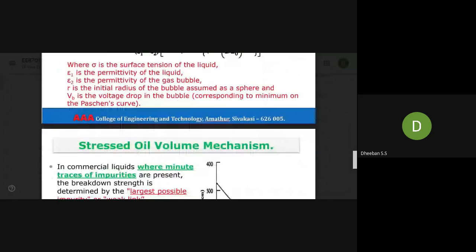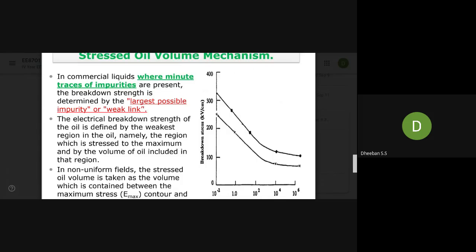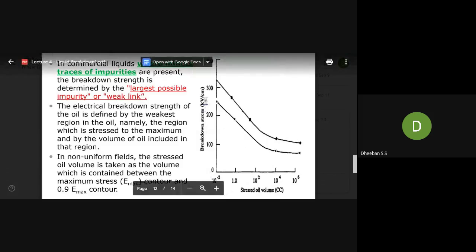Next is the stressed oil volume mechanism. What they will be saying is that this is a very, very important topic, the stressed volume mechanism. This we can surely expect for your 13 mark question. What they are saying is that in commercial liquid, the breakdown strength is determined by your largest impurity, or the strength of the largest impurity. Here they have given the breakdown stress in kilovolt per centimeter. So this is your stressed oil volume.